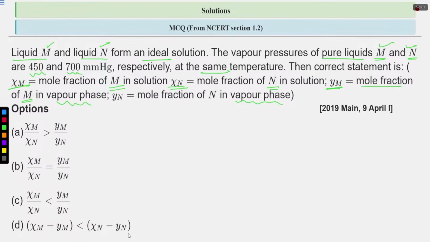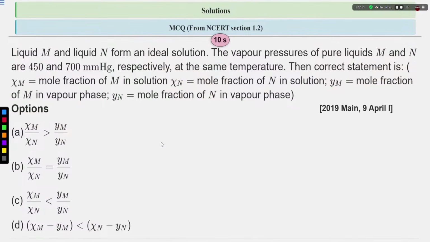As per the given question, you have to identify which is the correct option, which is the correct relation. So you have some time, go through it, and then we will see the correct answer. Okay, let's see.